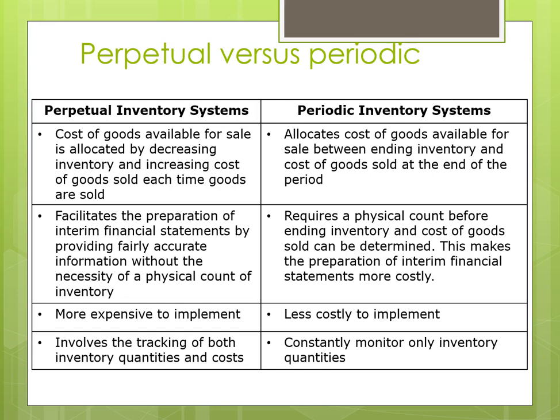Periodic is a lot easier, but every time you make a sale, you cannot book cost of goods sold because you have to do a physical inventory. Usually this is at the end of the month, and this takes a lot of time, and therefore, unless you do a physical inventory, you can't do financials or determine your gross profit. However, it is less costly. You only have to keep track of inventory quantities, but you have no way of knowing in the system what you have on the shelves. This is usually used by small stores.